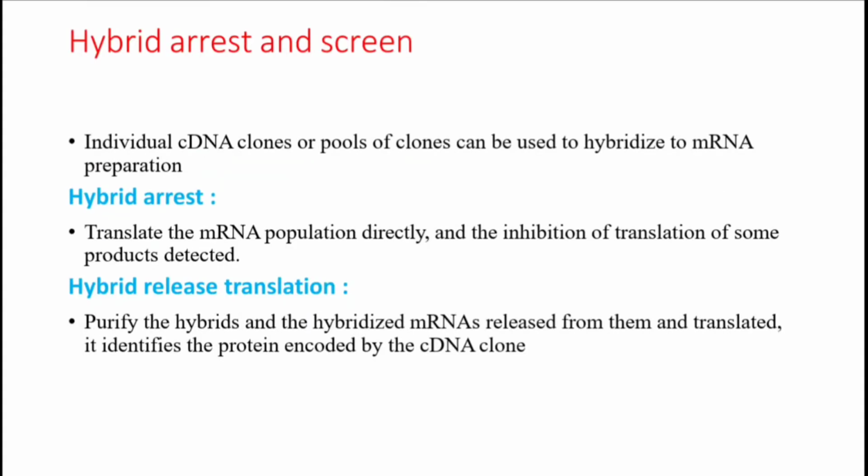Hybrid arrest and screen. Individual complementary DNA clones or pools of clones can be used to hybridize to an mRNA preparation. Now, how the hybrid arrest is carried out, that we can see. We have to translate the mRNA population directly and the inhibition of translation of some products is detected. Second is the hybrid release translation, that is carried out by purifying the hybrids, and the hybridized mRNAs are released from them and translated. It identifies the pattern encoded by the cDNA clone.